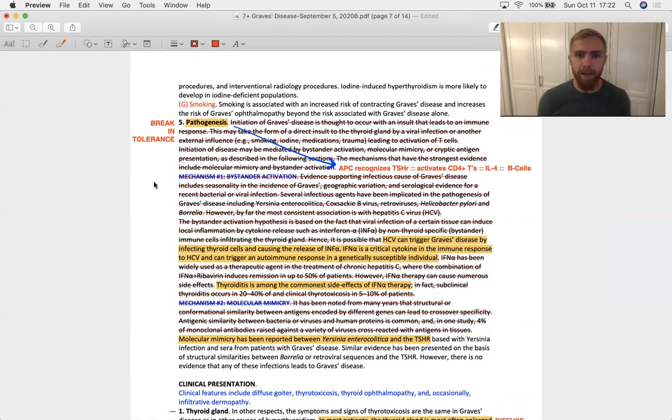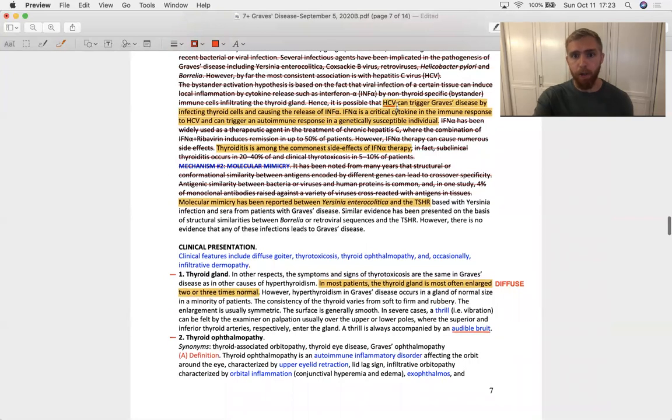There's going to be an antigen presenting cell, whether it's a macrophage or a dendritic cell or something, that will recognize thyroid stimulating hormone receptor. And that APC will show it on that MHC2 HLA-DR3. It'll show it to a CD4 T cell, and that T cell takes it and sends out a cytokine signal. Specifically, IL-4 is going to get B cells involved.